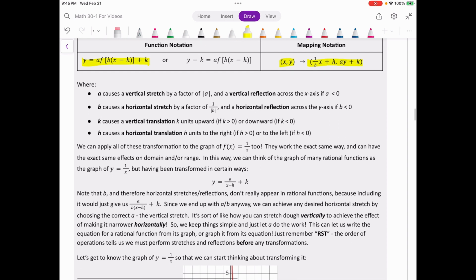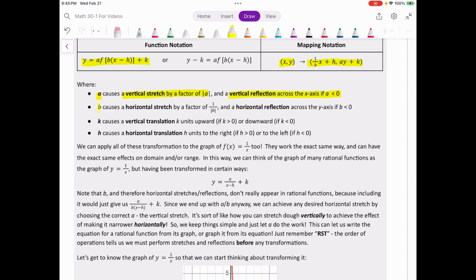Our a just causes a vertical stretch by a factor of absolute value a, and a vertical reflection across the x-axis if a is negative, because again, we're multiplying everything by a for a vertical stretch. So if a is negative, that's going to change the sign of every y. Positive y's become negative, negative y's become positive. Therefore, they're flipping across the x-axis.